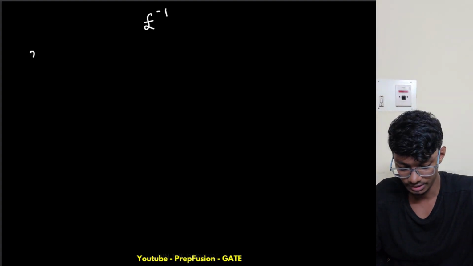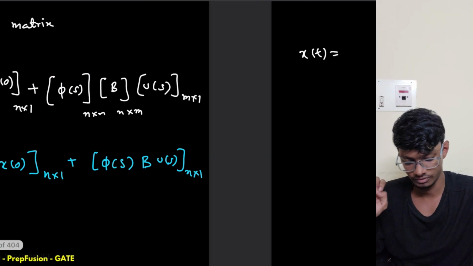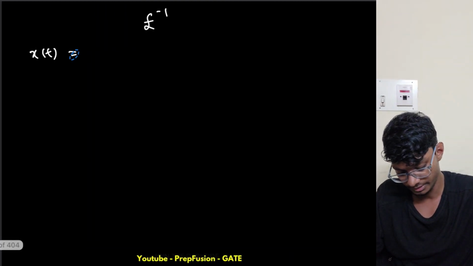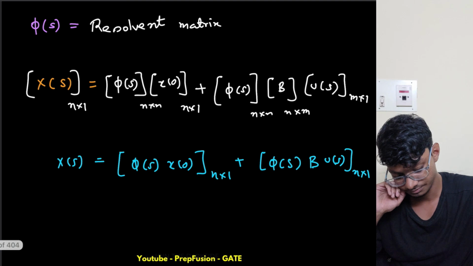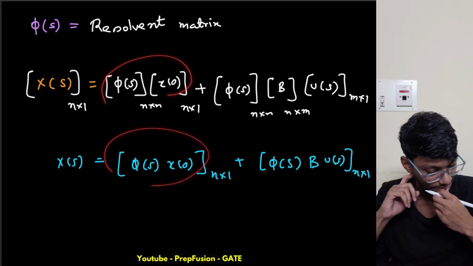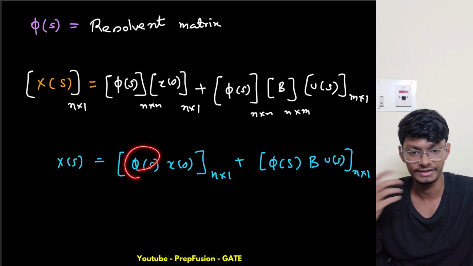So what is my Laplace inverse? It is x of t equals to, so the Laplace inverse of this one will be x of t only. Let me write this in matrix format, n cross 1. And what will be the Laplace inverse of this one? This one is only a constant scalar value, so the Laplace inverse of this one will be phi of t.